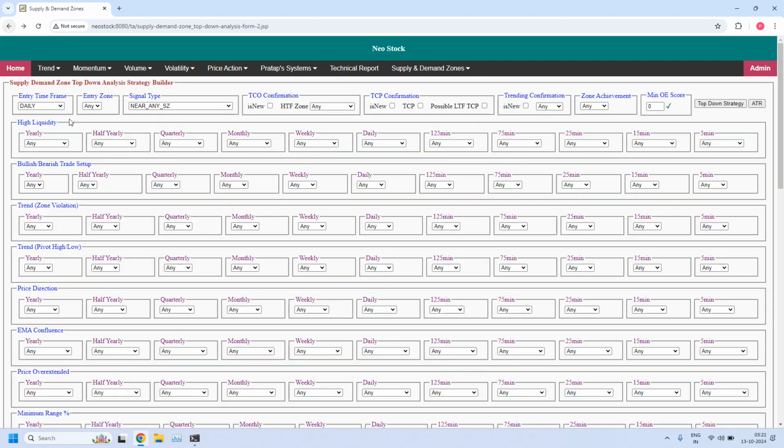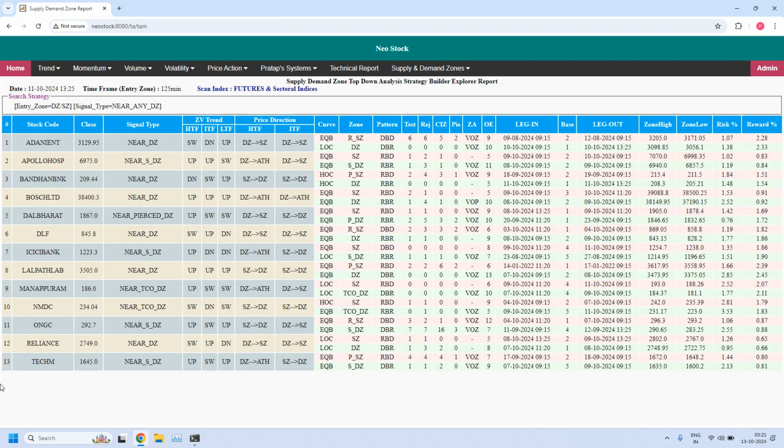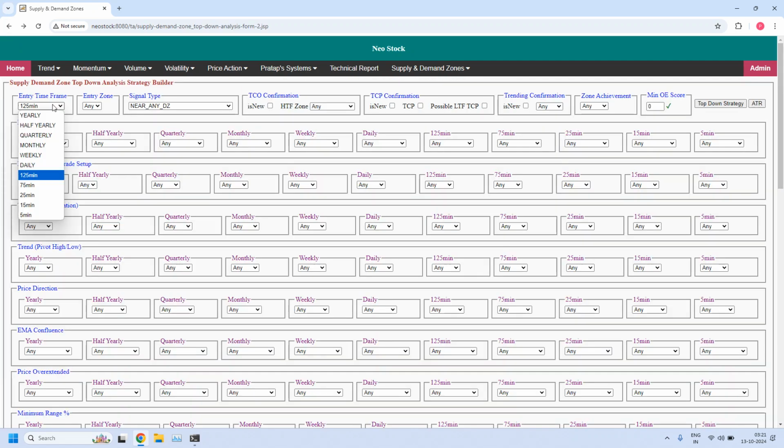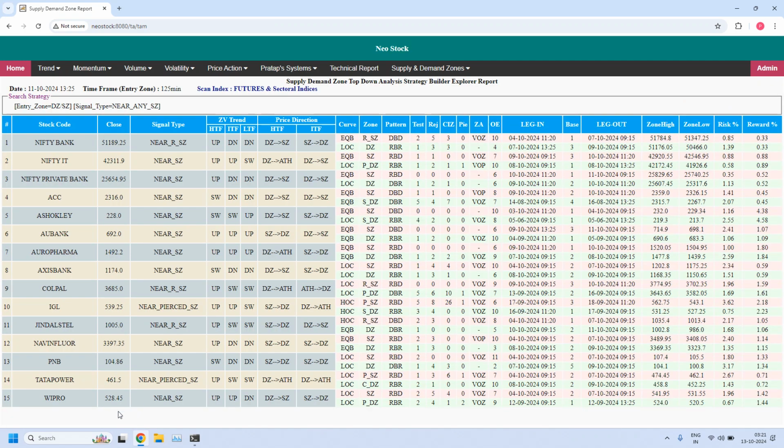Okay, the next time frame is 125 minutes. Let us find the stocks near 125 minutes demand zone. 13 stocks are filtered. Next, for 125 minutes time frame, let us find the stocks near 125 minutes supply zone. 15 stocks are filtered.